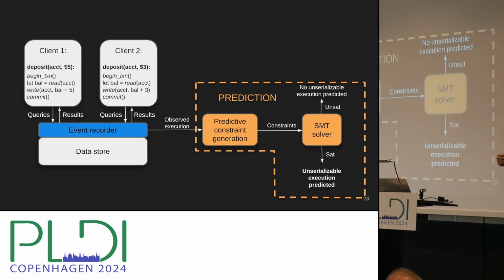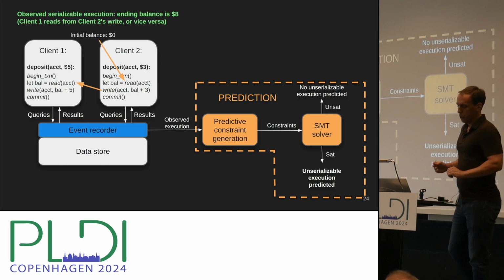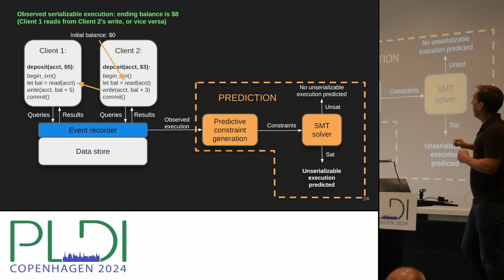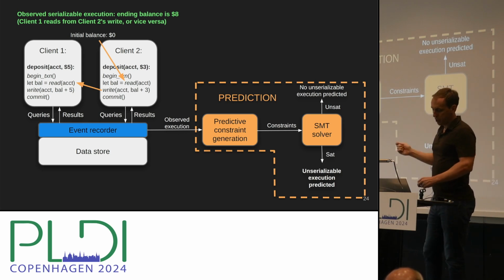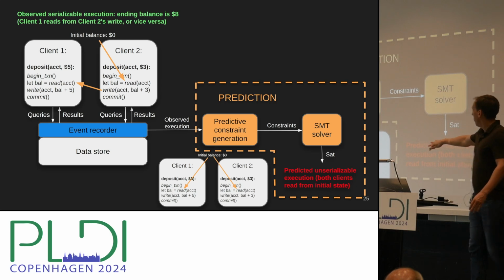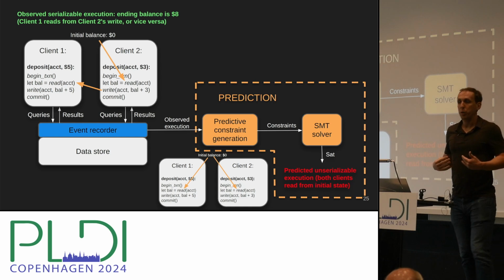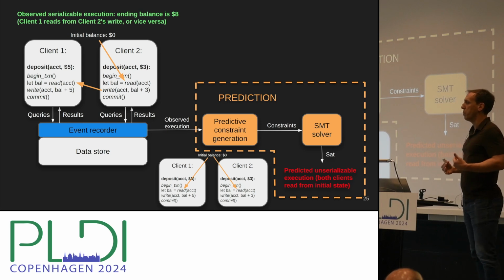Here's that specific example again, with the deposits of $5 and $3 by the two clients, and suppose the observed execution is the serializable one we saw before, in which client 2 reads from the initial state and client 1 reads from client 2's write. The prediction component would come up with the predicted execution shown at the bottom, the unserializable execution we saw before, where they both read from the initial state. We'll report that to the programmer.